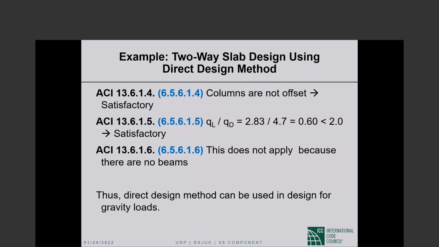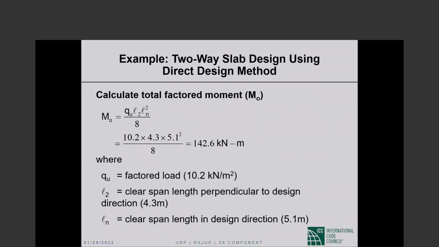And the final was the stiffness ratio. Remember, alpha sub f1 L2 squared divided by alpha sub f2 L1 squared had to be between 0.2, a fifth, and 5. But we don't have any column line beams, so that sixth condition simply does not apply to us. So we have satisfied all the conditions that apply. That means direct design method can be used in our particular case.